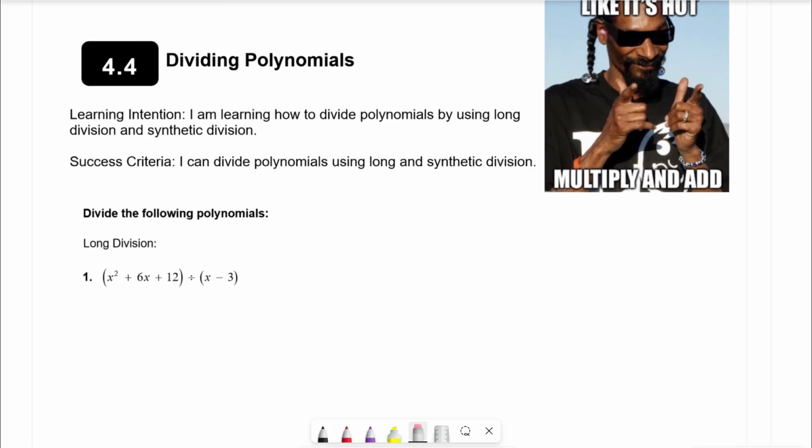All right, so today's learning intention for dividing polynomials is to be able to do just that: divide polynomials using two different methods. We're going to use long division, and we are going to use something called synthetic division. Your success criteria is you actually doing this division. So let's get to it with an example.